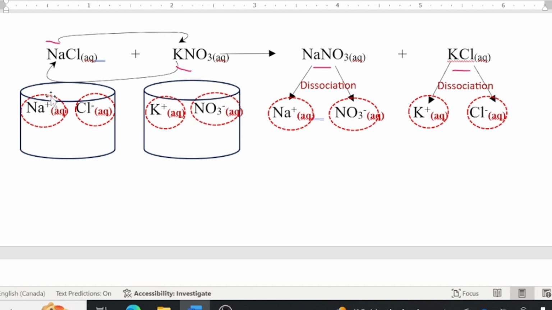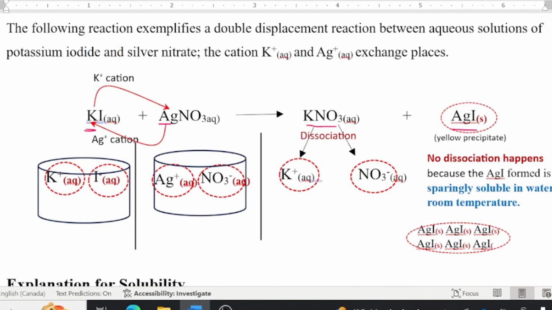Now, when they exchange cations, these guys keep dancing too. They're dancing in front of each other. They do not embrace. They do not love each other so much to embrace. Same thing is happening here. Unlike what is happening here, something different happens here. Look, they're dancing, they're dancing. Now you pour these together.